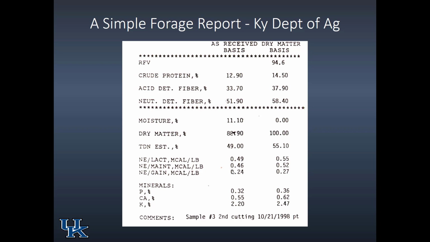First of all, a forage report may look something like this. This is a simple forage report, and this is the one used at least a few years ago by the Kentucky Department of Agriculture. And you can see two columns, and you can see several parameters on the left that we will define quite a bit more as we go through.